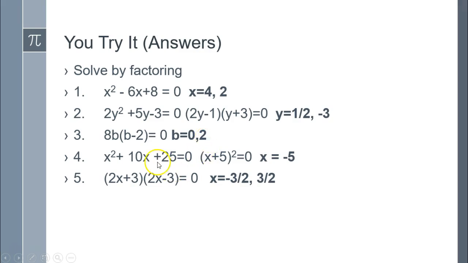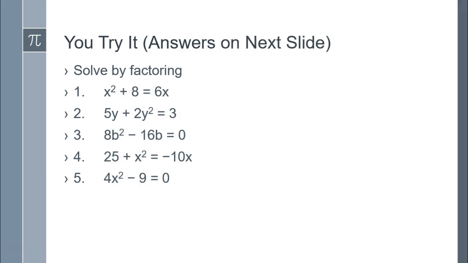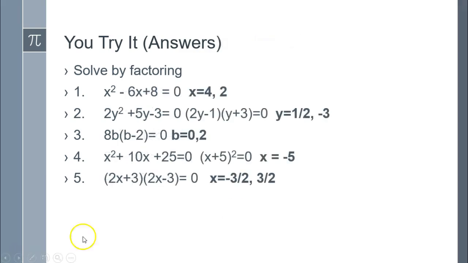The next one, I don't remember if they were in order. You had to move that negative 10x by adding 10x to both sides. And you see that you get x plus 5 times x plus 5, or x plus 5 squared, because this is the binomial squared. 25 has a square root of 5, x squared has a square root of x. This is 5 times x times 2 in the middle, so it fit that pattern. So I really only have one equation to solve. X plus 5 occurs twice. That becomes important later in your studies. But x equals negative 5 is the solution.